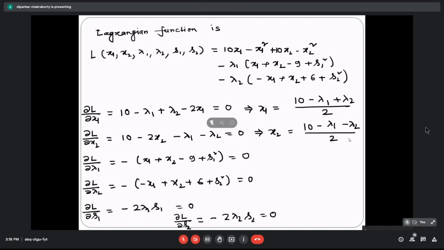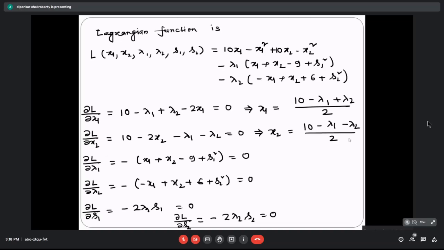So now, as I have already mentioned to you, it is not possible to solve this system of linear equations, as there are 6 variables: x1, x2, lambda 1, lambda 2, s1, s2, and we have only 4 feasible equations, 4 feasible relations. So it is not possible to solve this way.